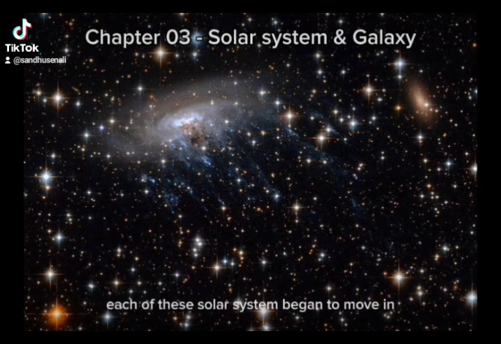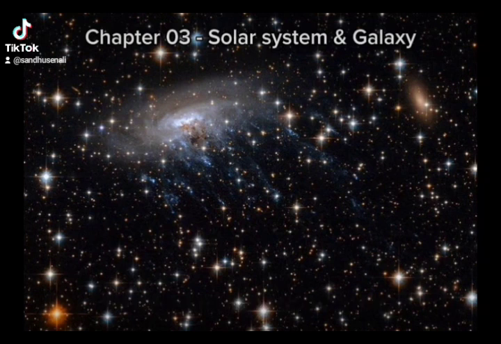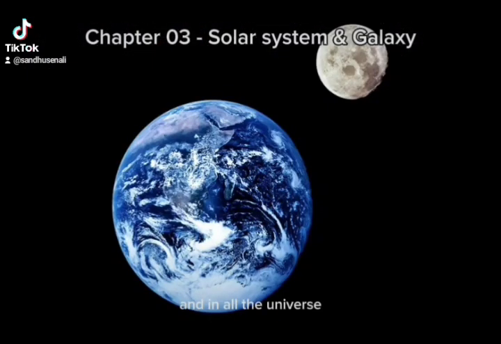Each of these solar systems began to move in elliptical orbit and their own speed. It is called galaxy, and in all the universe, there are billions and trillions of galaxies are doing the same thing with so many different elements.